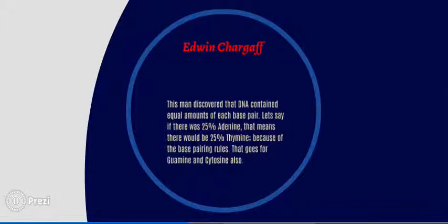Who searched for information about genetic material? Edwin Chargaff. This man discovered that DNA contained equal amounts of each base pair. Let's say if there was 25% adenine, that means there would be 25% thymine, because of the base pairing rules. That goes for guanine and cytosine also.